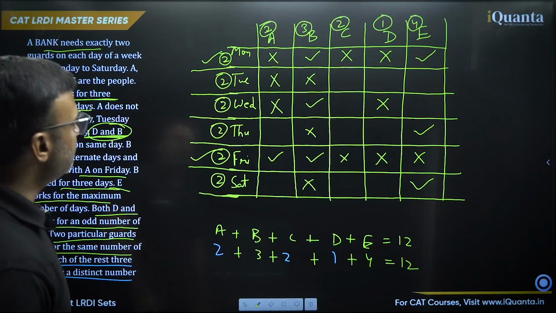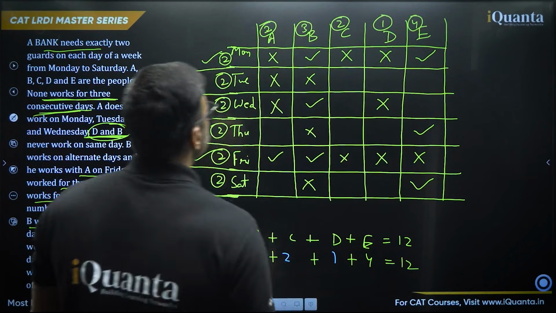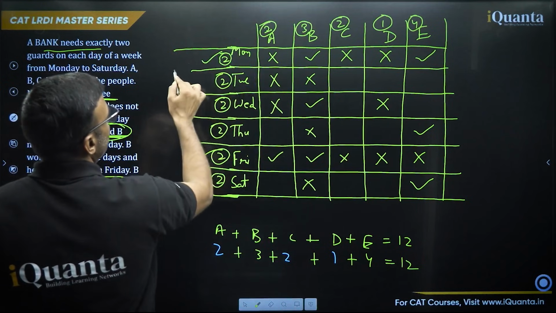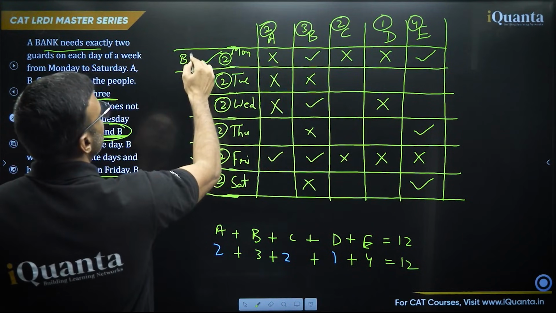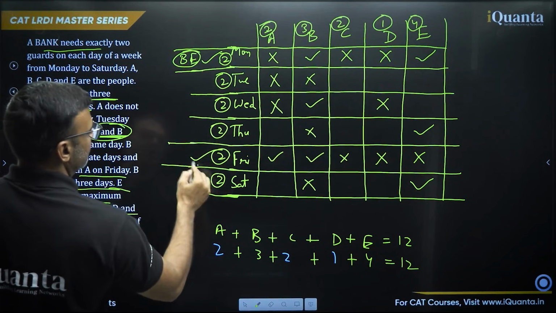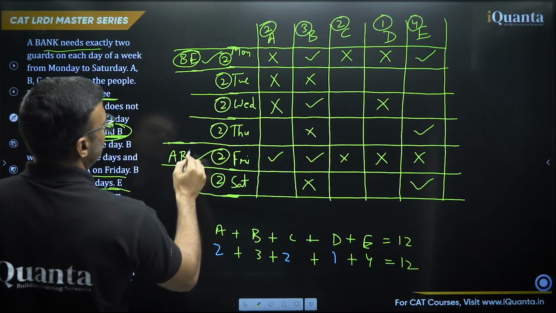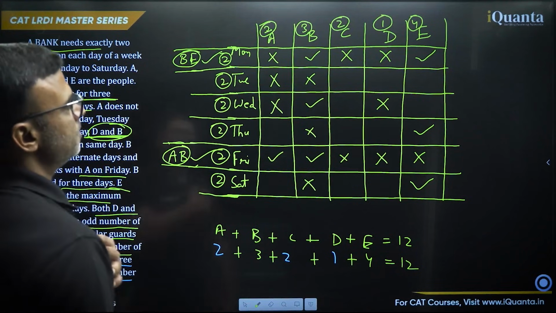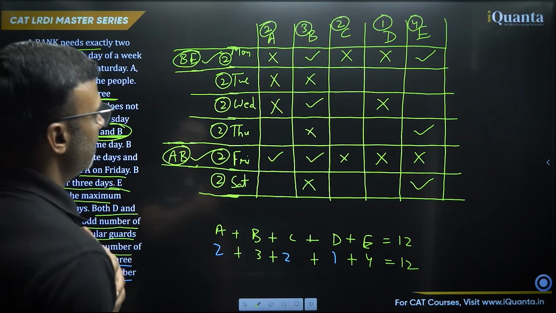Also, let's try to identify the people who have already worked. For example, on Monday, we already have the complete information. B and E have worked together. And on Friday, who all have worked together, check that. A and B have already worked for sure. So E is yet to work on one more day.